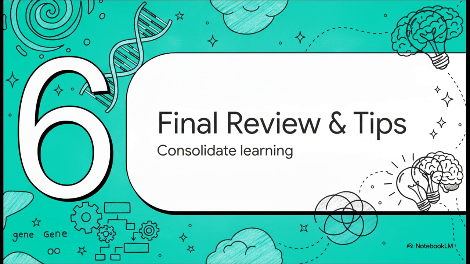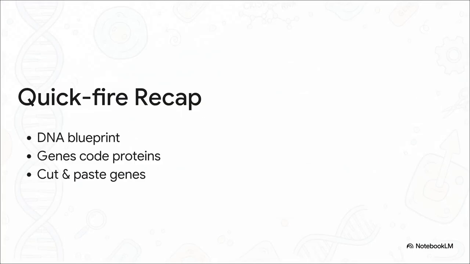We made it to Section 6, Final Review and Tips. Let's quickly consolidate everything we've covered. Okay, here's your quick-fire recap. DNA is our genetic double helix blueprint. Genes are specific segments that carry the triplet code to make proteins. And genetic engineering? That uses vectors, restriction enzymes, and DNA ligase to physically cut and paste those genes between organisms.